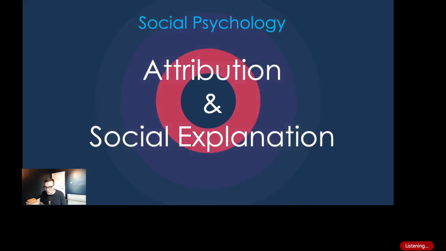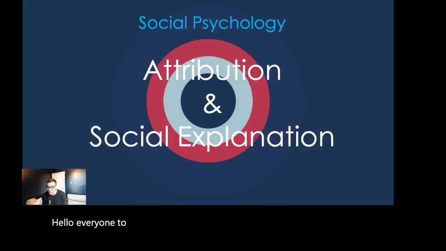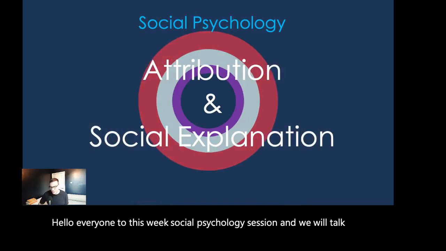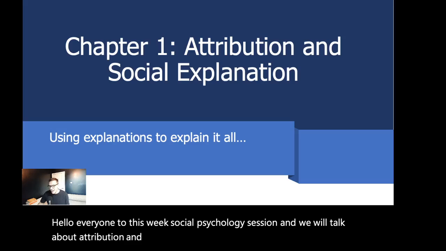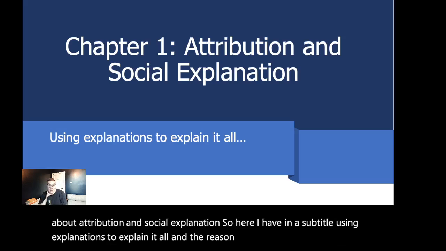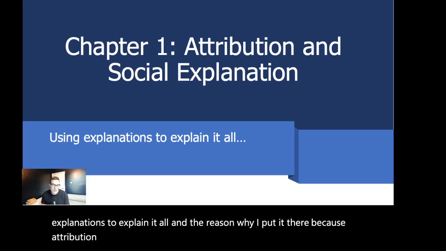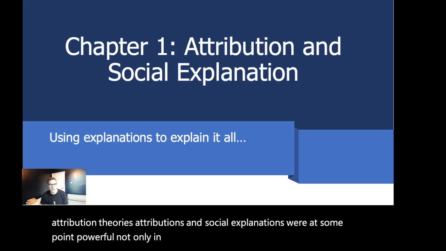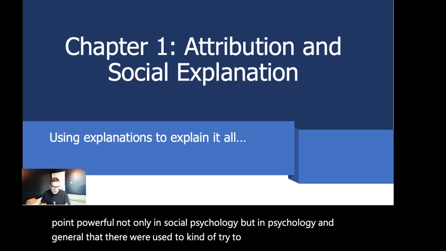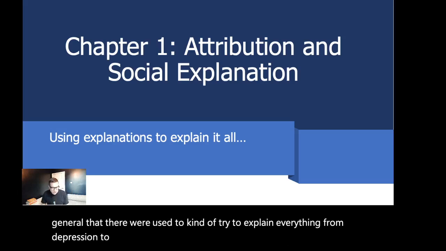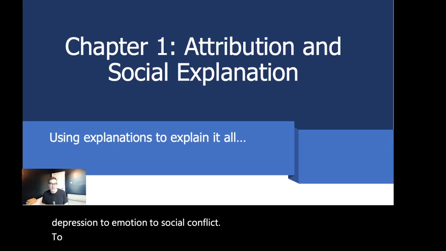Hello everyone to this week's social psychology session, and we will talk about attribution and social explanation. So here I have in a subtitle, using explanations to explain it all. And the reason why I put it there is because attribution theories, attributions and social explanations were at some point so powerful, not only in social psychology, but in psychology in general, that they were used to try to explain everything from depression to emotion to social conflict to basically achievement, anything you can think of.